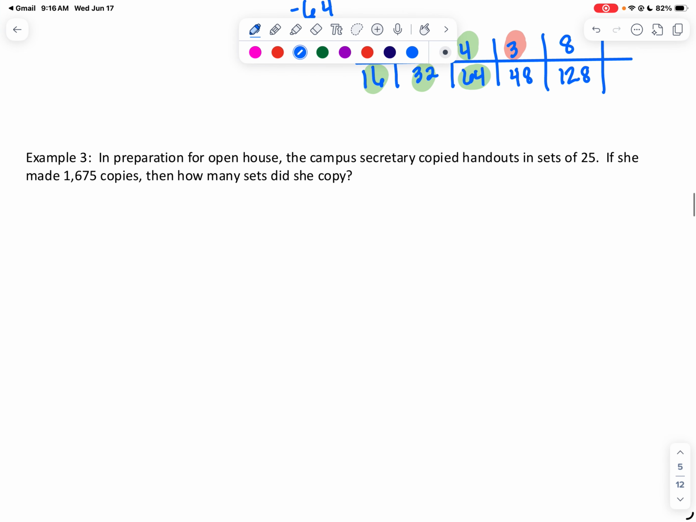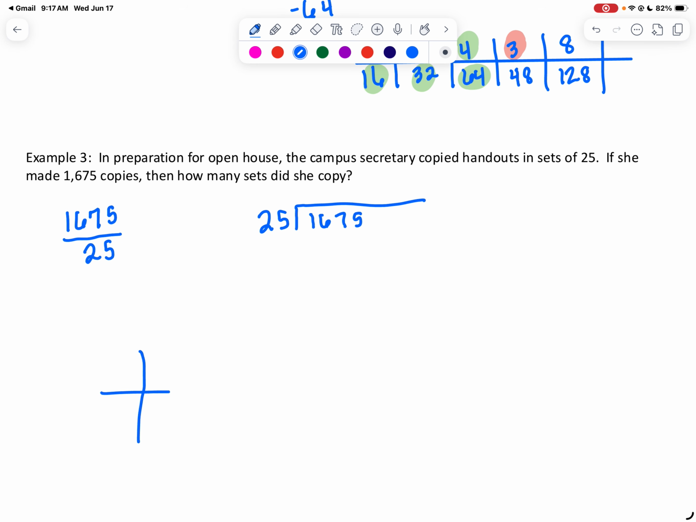All right, example 3. In preparation for open house, the campus secretary copied handouts in sets of 25. If she made 1,675 copies, then how many sets did she copy? So she has a total of 1,675 copies, and she wants to divide them into 25 equal sets. So 25 is your divisor, and your dividend is 1,675.